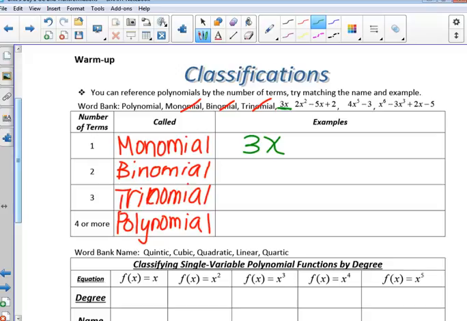Does anyone know which one that might be? 4x to the 5th minus 3. Yeah, 4x to the 5th minus 3. 2 terms separated by a minus sign.